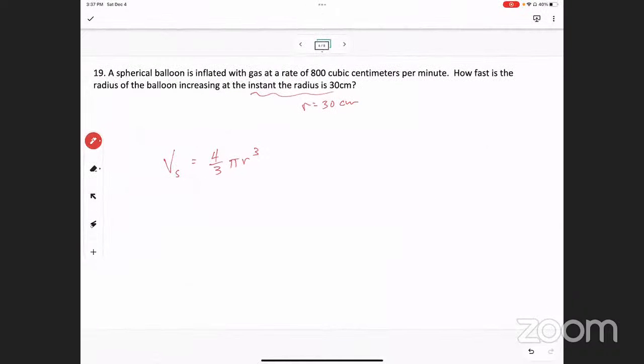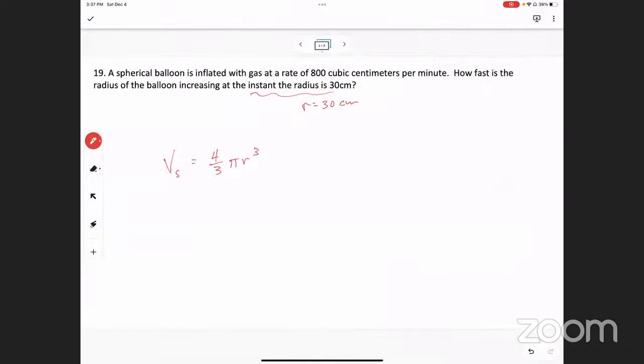You want me to search it up? Yeah, go ahead and search it up. I'm pretty sure that's the right thing, though, what I just told you. Yeah, it's 4/3 pi r cubed.